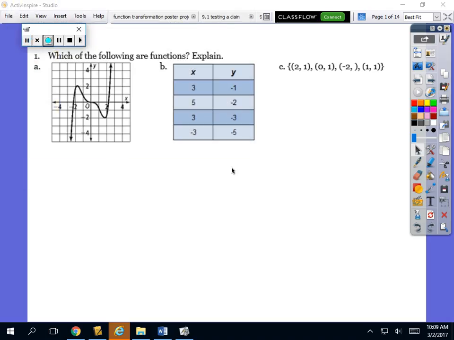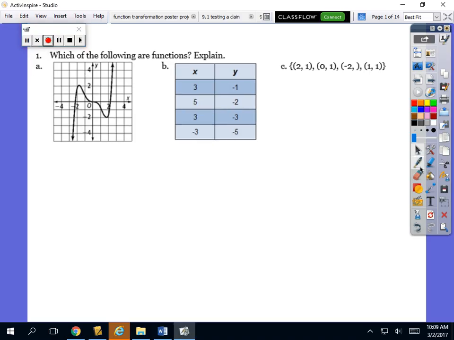So we're going to start by checking to see whether these are functions in a table, a graph, and a set of ordered pairs. When we look at a graph to check if something is a function, we use the vertical line test. So we're going to draw a vertical line through the graph at several different spots, and in each of these spots, the vertical line only crosses the graph one time. So this is a function.